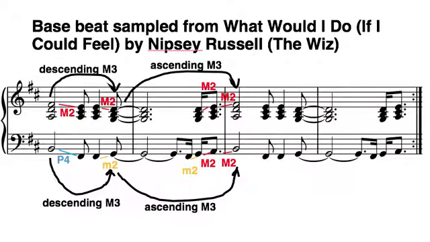The bass beat for Nas's Surviving the Times actually is a sample from a song by Nipsey Russell, which is written for the musical The Wiz. The song is called What Would I Do If I Could Feel? Here's how it sounds.